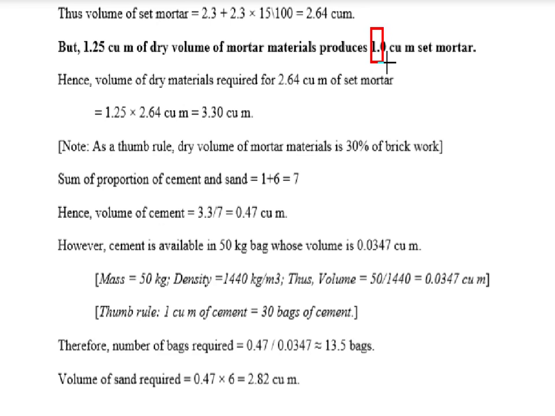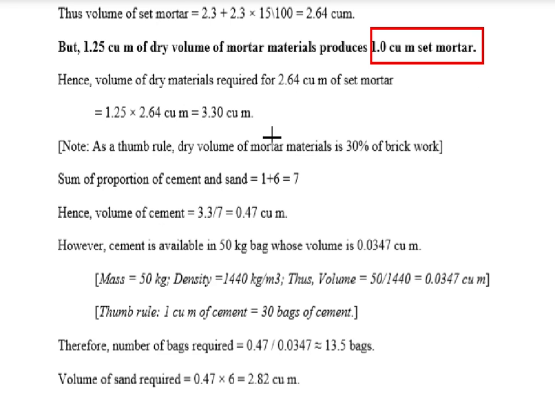Why is this so? Because there is a lot of air in the cement and sand, so it will spill out. Once you add water, water will take the place of voids and air will spill out. So that's why 1.25 cubic meter of dry volume of this material produces 1.0 cubic meter of mortar. I think this is clear to you.